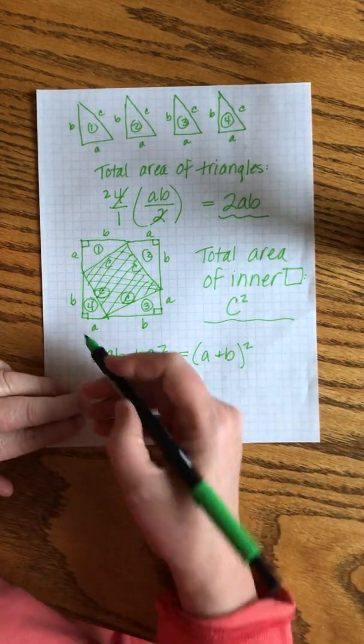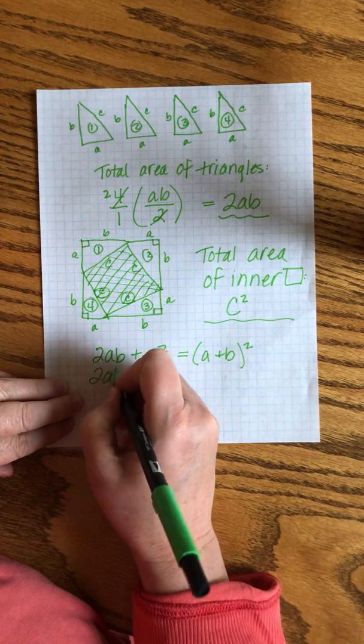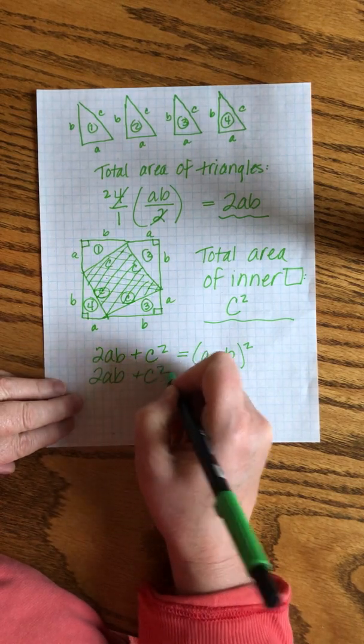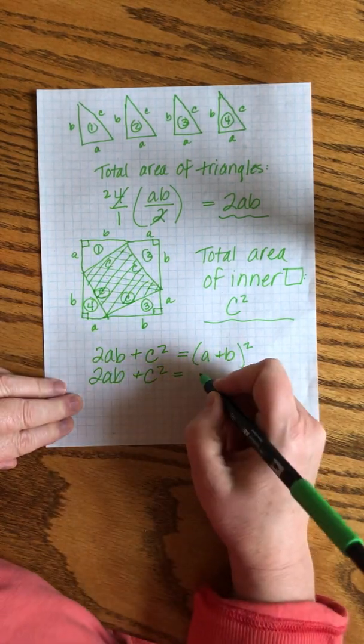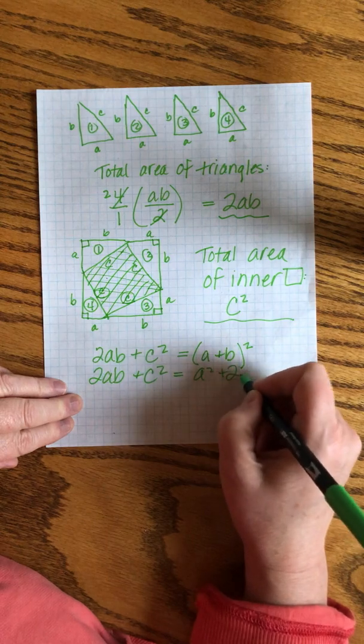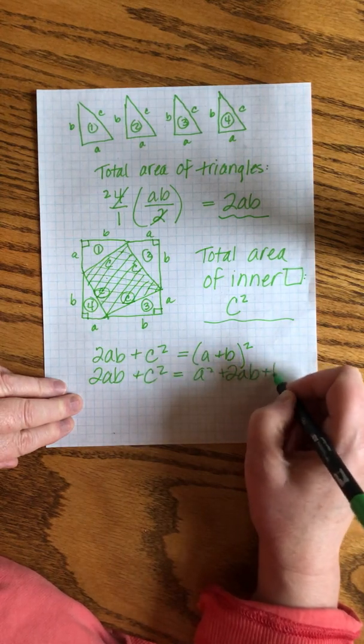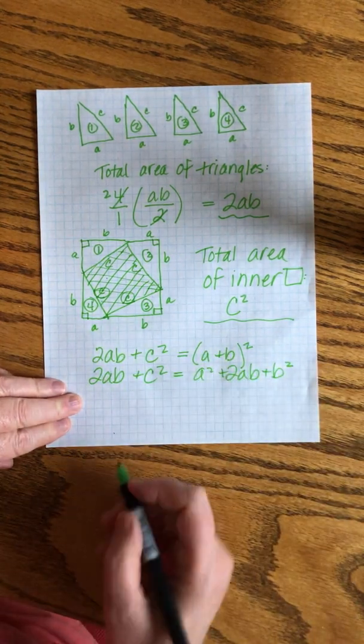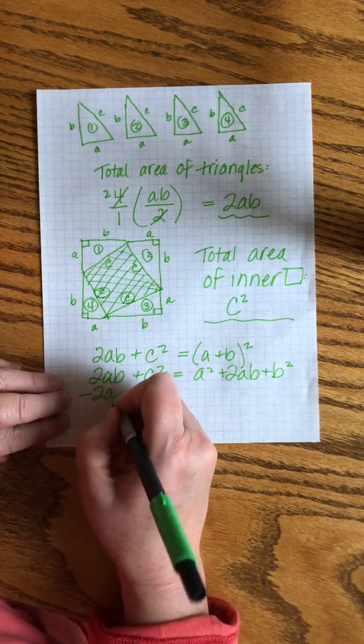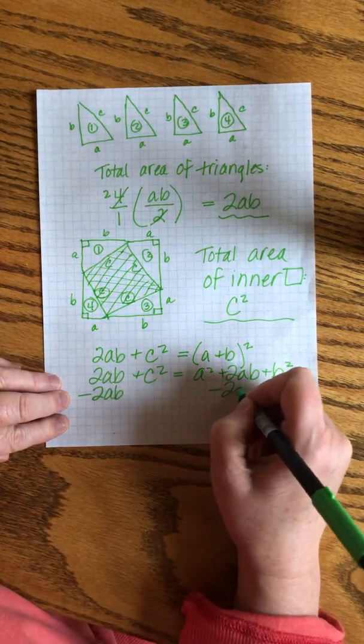which I hope you can do in your head at this point. If not, you can multiply it out. But I know that it's going to be A squared plus 2AB plus B squared. And now, look what I'm going to do. I'm going to subtract the 2AB from both sides.